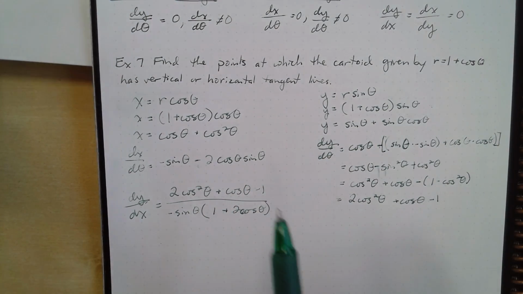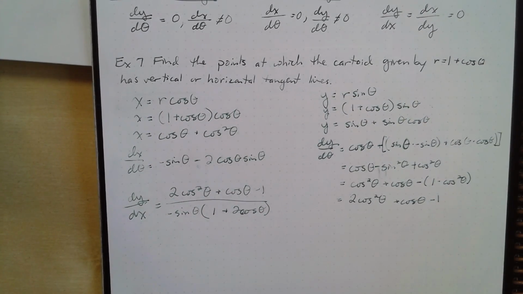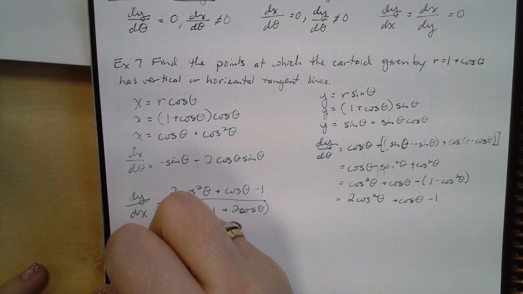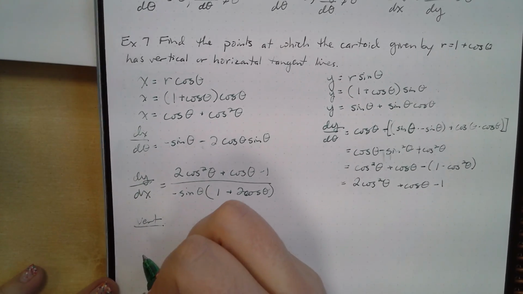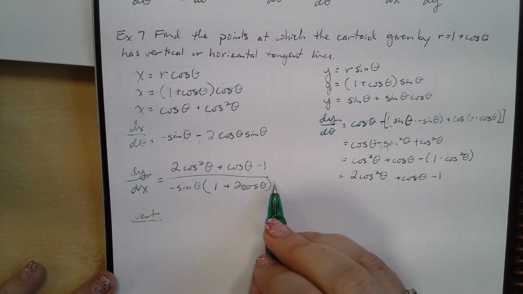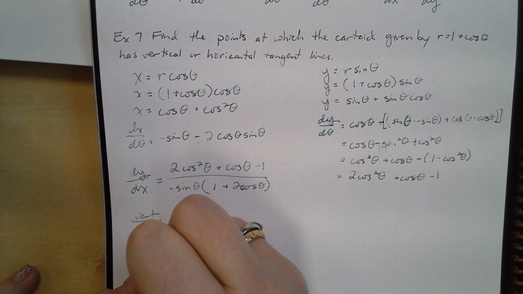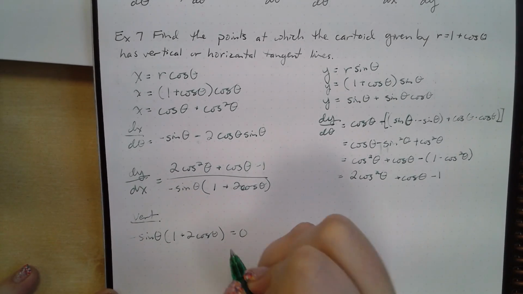Okay? Now, what we were asked to do is find the points where we have vertical or horizontal tangent lines. Well, let's do that. So let's do our vertical tangent lines first. To do that, I'm just going to set my denominator equal to 0, right? So I have negative sine theta times 1 plus 2 cosine theta. I'm going to set that equal to 0.